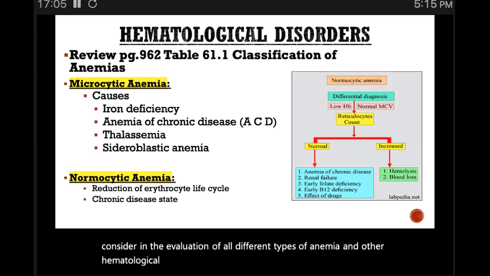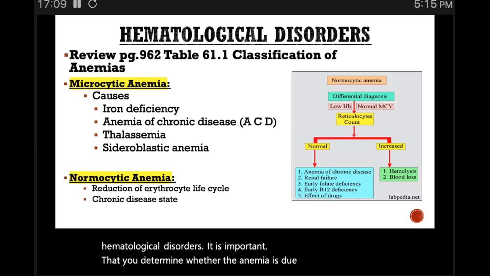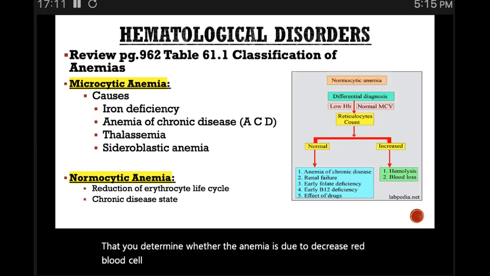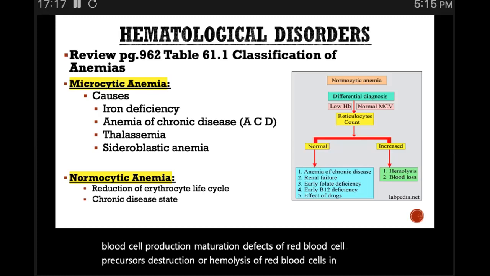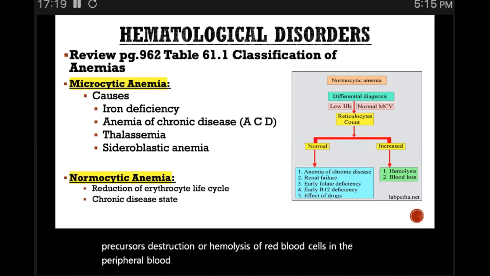It is important that you determine whether the anemia is due to decreased red blood cell production, maturation defects of red blood cell precursors, destruction or hemolysis of red blood cells in the peripheral blood, or even worse, worst case scenario, acute blood loss or hemorrhage, okay?